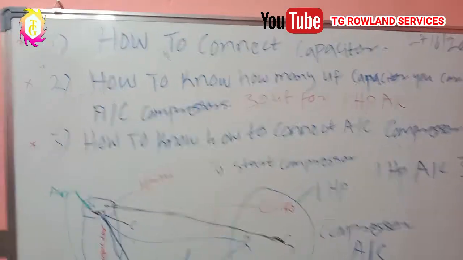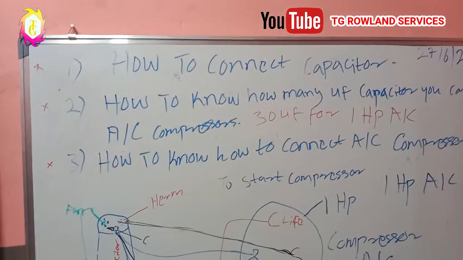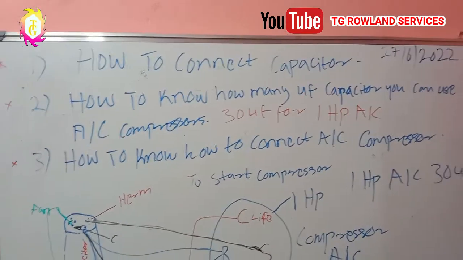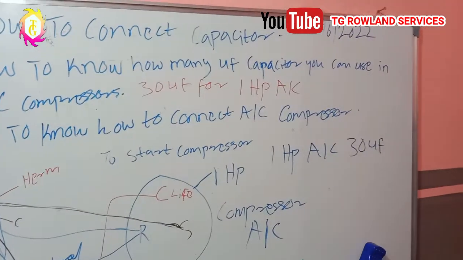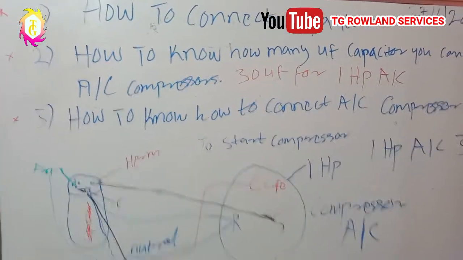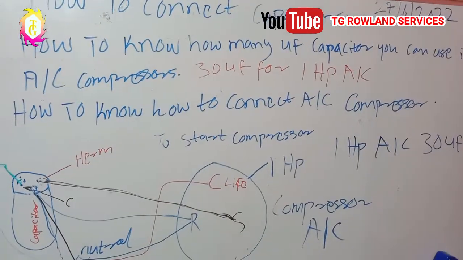As you can see on the board, what you have there is, number one, how to connect a capacitor. Number two says, how to know how many UF capacitor you can use in an AC compressor. Now the answer is what?